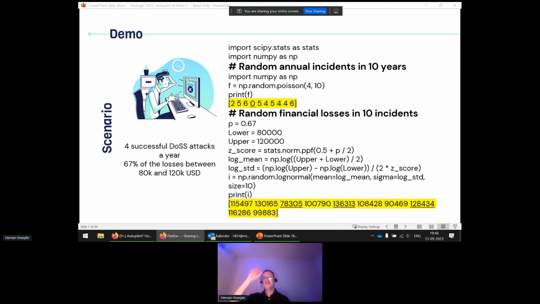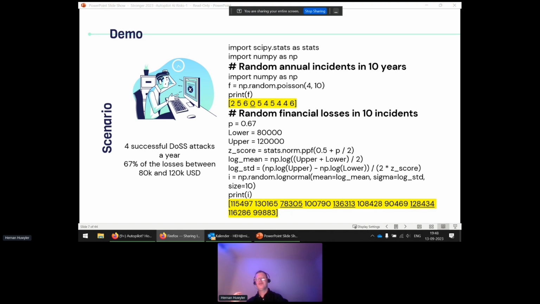These are 2 scripts that you can use, and you can see that this approach is simulating how many of these attacks will occur in 10 years. For instance, this year will be 2 attacks, next year will be 5, sorry, the year after 6, the year after no attack, no successful downtime.